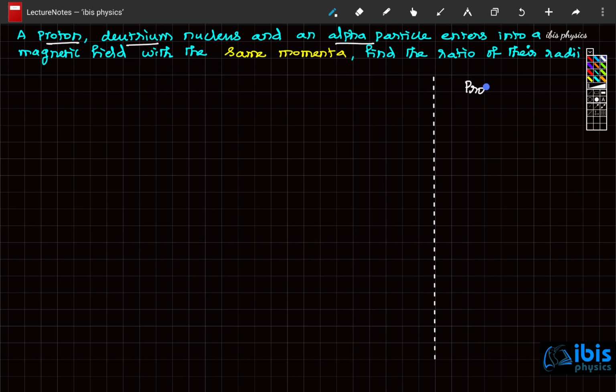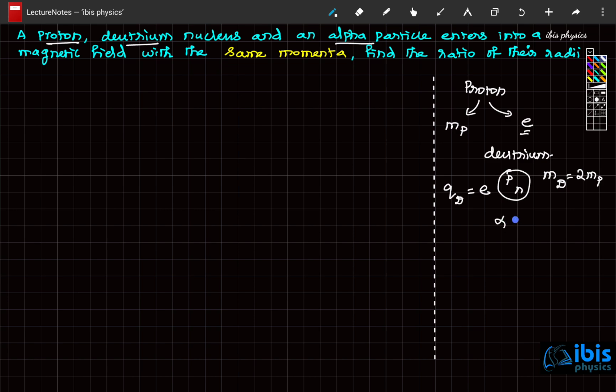So first, the proton. Let us assume the mass of the proton is mp and the charge of the proton, it is opposite to the electron, so it is E. Then the deuterium nucleus. The deuterium nucleus is a heavy hydrogen, so there will be one proton and one neutron. The mass of the deuterium nucleus is almost 2 times the mass of the proton, since the neutron and proton have almost the same mass. Whereas the charge of the deuterium nucleus is, there is only one proton, so like the proton charge E, the deuterium nucleus also has the charge E.